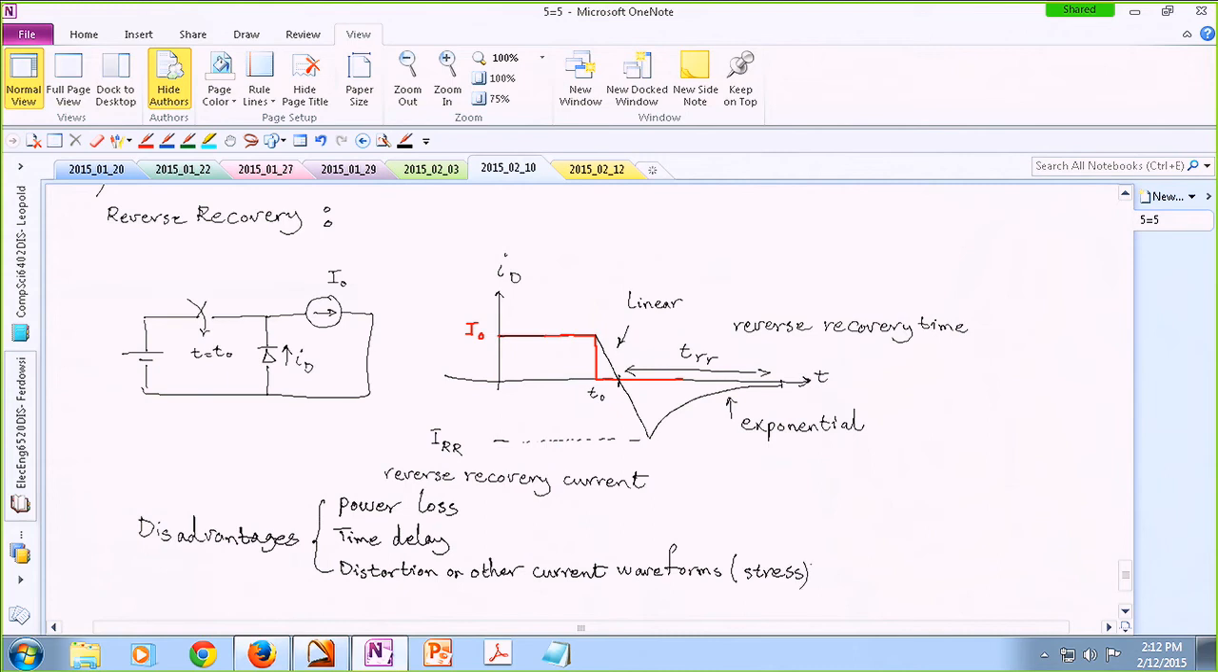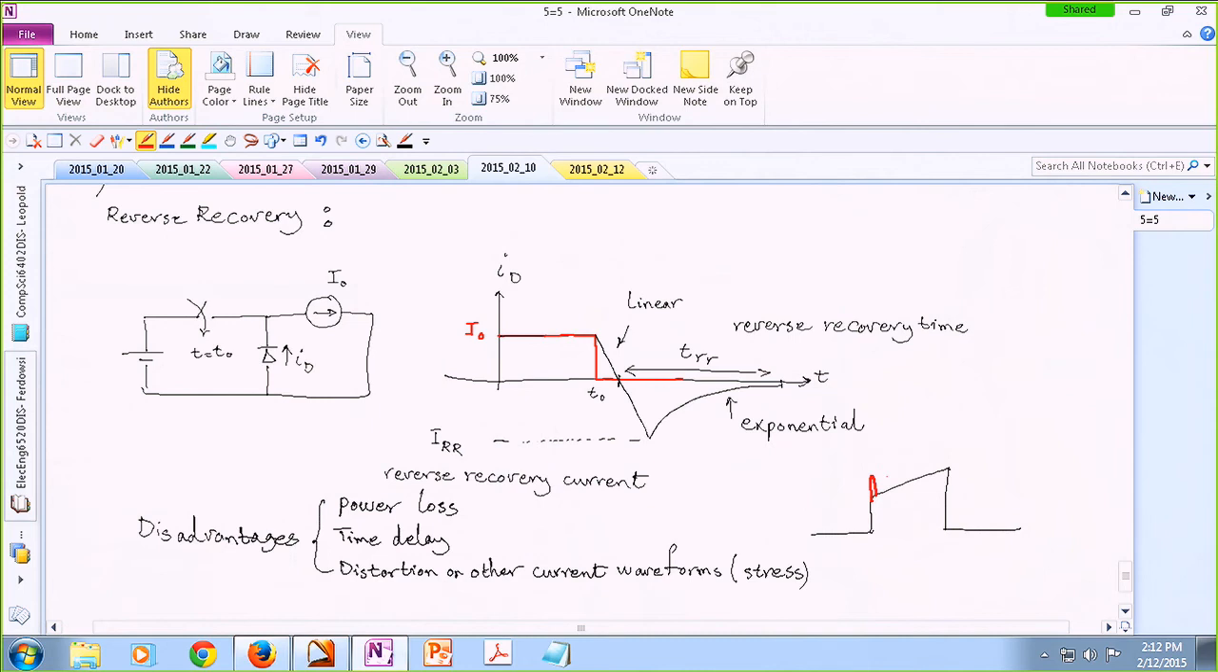And sometimes this distortion is causing some current stress on the other components. For instance, in the buck converter, if you look at the current waveform of the switch, ideally it is supposed to look like this, but in a practical converter, you are going to get a little bit of a hump over here. And this hump is because of the reverse recovery of your diode.